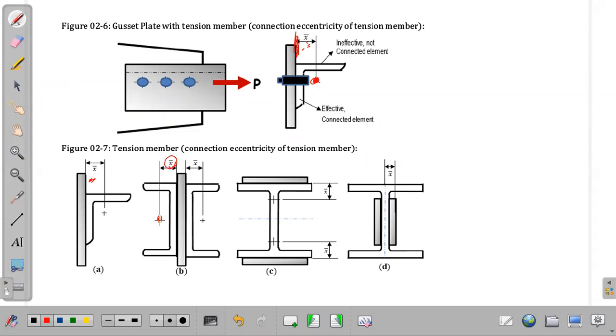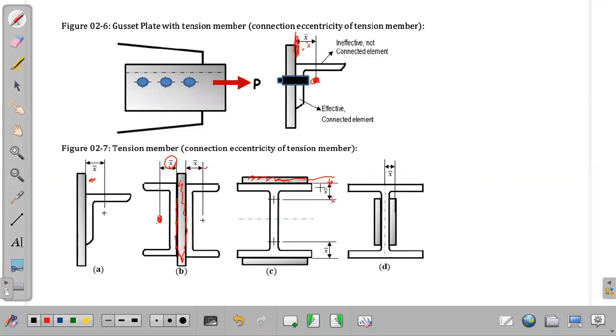From this point, mula dito sa back, yung centroid. Okay? So pagka meron naman tayong I section, dito tayo nakakabit, so ang X bar natin, ito. Dito yung plate natin, gusset plate natin. Kaya yung X bar natin, ito. Pagka ganyan, pagka ito yung gusset plate natin, ito yung magiging X bar natin.